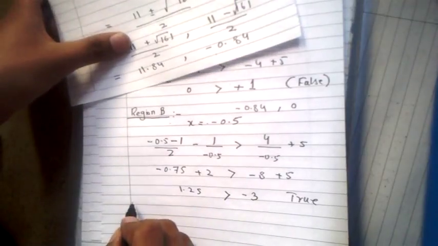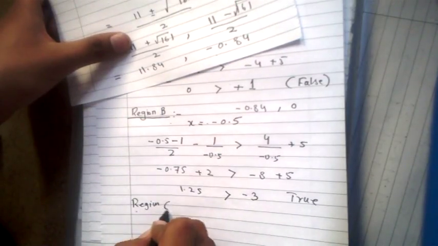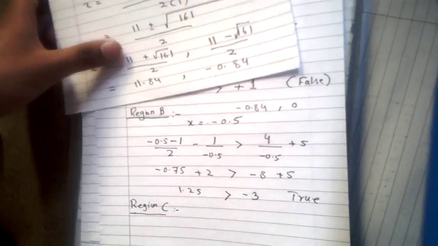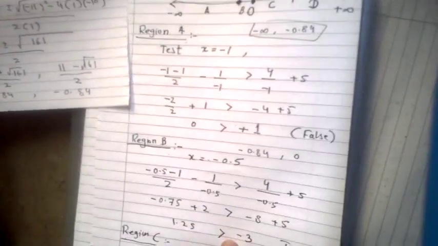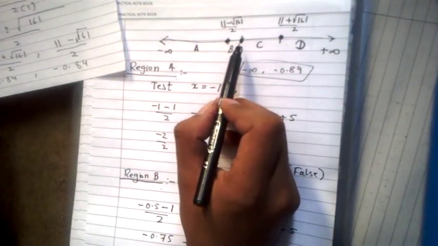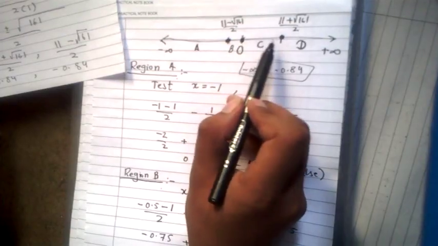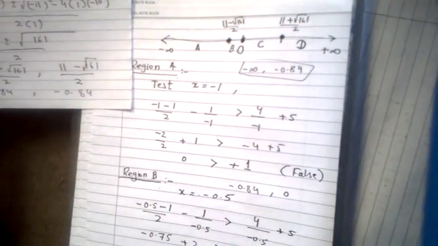Now we will check out region C. The region C is between x is equal to 0 and this point, 11 plus square root 161 divided by 2. So region B is from 0 to 11.84.